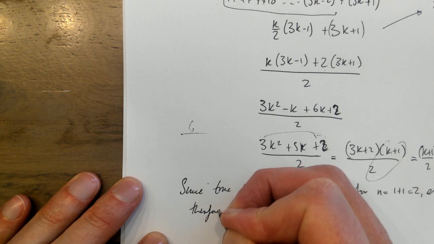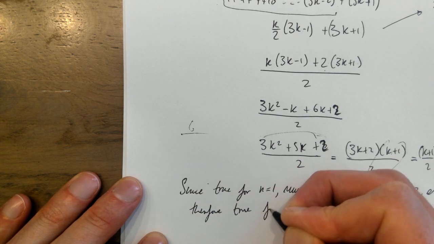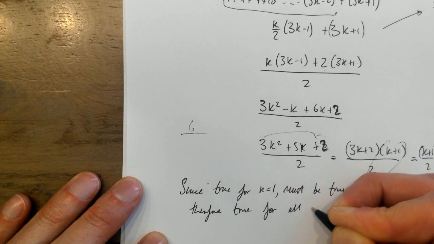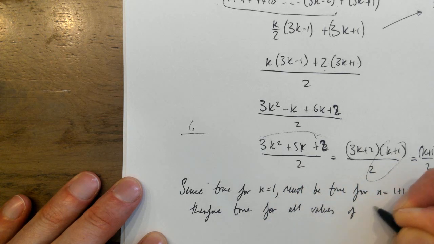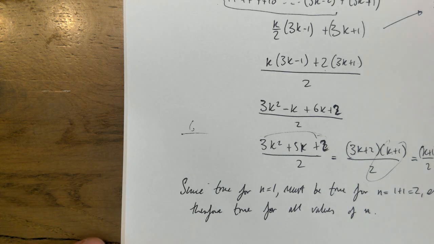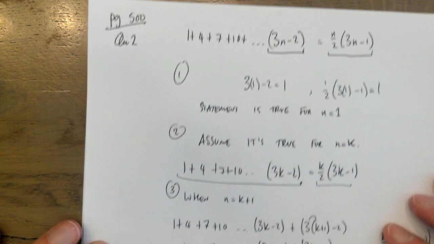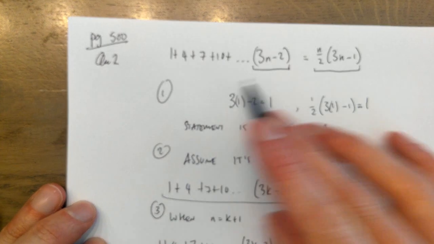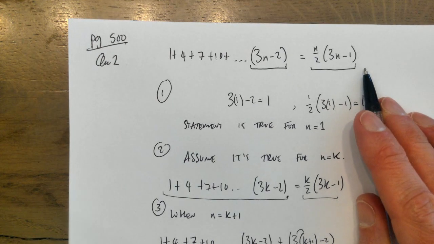Therefore, true for all values of n. You always finish your question off with something like that. Right? So that's one type you might get. You get one rule on the other side, one rule this side.